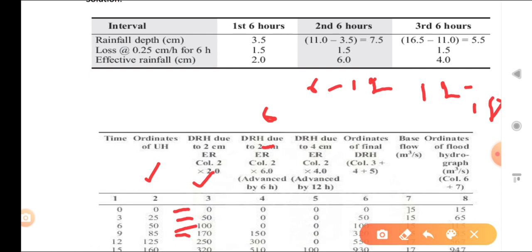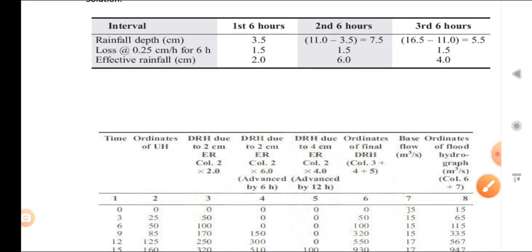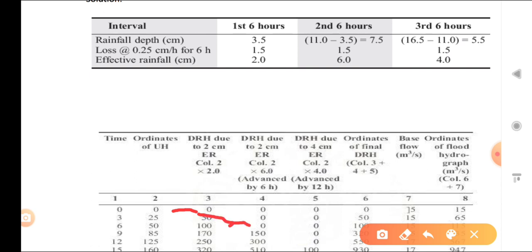How will we find it? We will multiply column 2 by 6, and it will start from 6. So how will we find the DRH due to 6? We have to multiply the ordinate of column 2 by 6, and we have to lag it by 6 hours. Why? Because it is starting from 6 to 12.